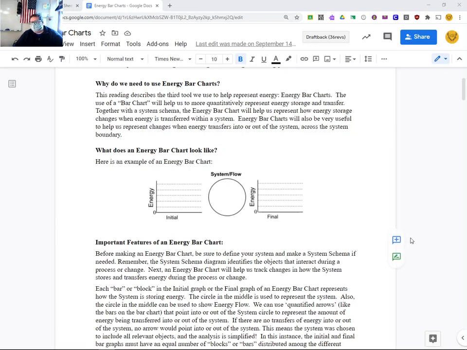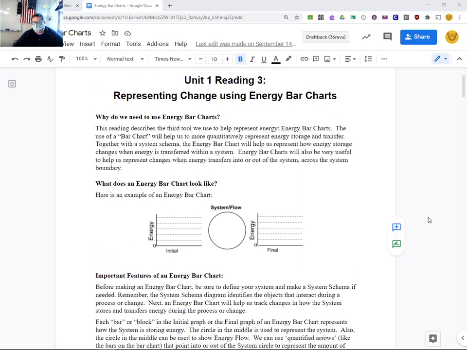Today we're going to look at energy bar charts. This is just a tool we can use to analyze systems and specifically how energy moves around in those systems. Now at this point you should have already read this article that I have up here.